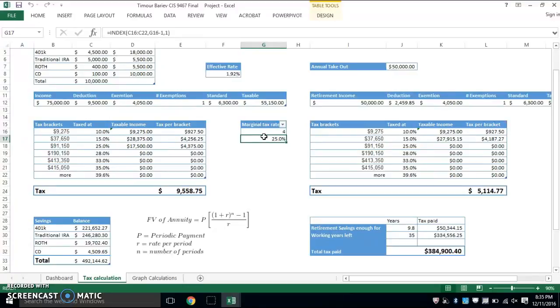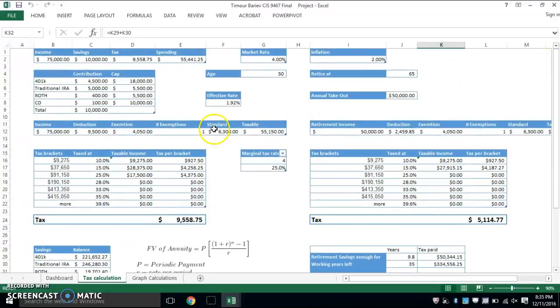So I used Solver to minimize the total tax paid for the lifetime. In order to use Solver, I had to cap 401k at $18,000 and traditional and Roth IRA at $5,500 each, as it is the law. Also, the total contribution had to be equal to the predetermined amount.